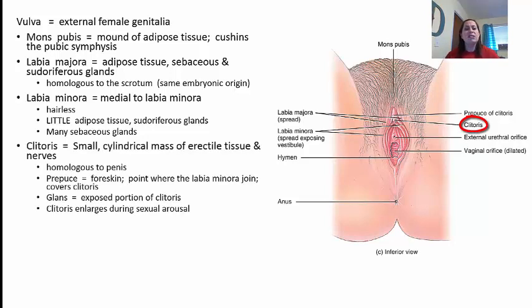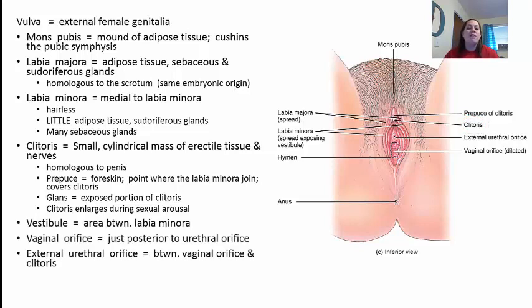The next area you have is the clitoris. It's a small circular mass of erectile tissue and nerves. This again is homologous to the penis. This is the erectile tissue. It also has sometimes what we call the prepuce or foreskin. This is the point where the labia minora joins and covers the clitoris. The glans is the exposed portion of the clitoris, and the clitoris will enlarge during sexual arousal. It'll get larger.